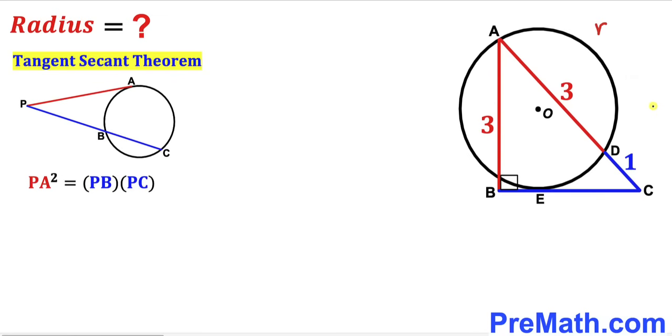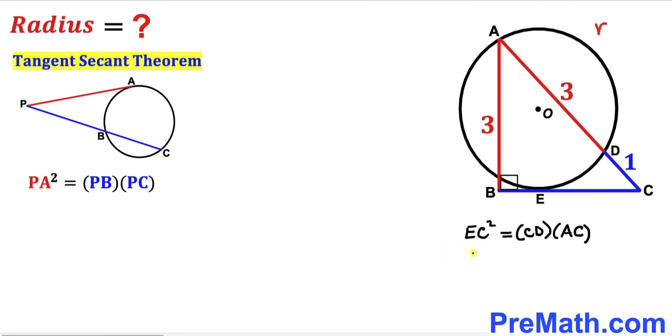And now we are going to apply this tangent-secant theorem on this given problem. And our tangent segment is EC. So therefore we could write EC squared is going to be equal to this segment CD, times this whole secant AC. So I can write times AC over here.